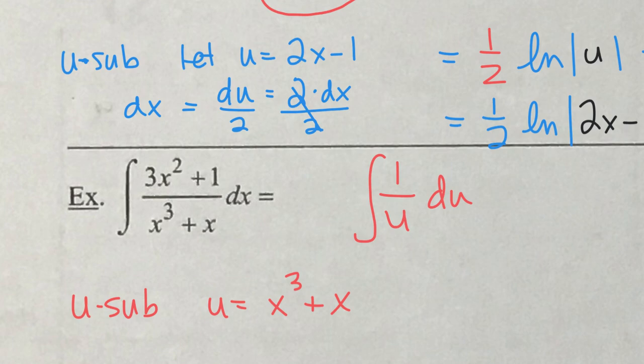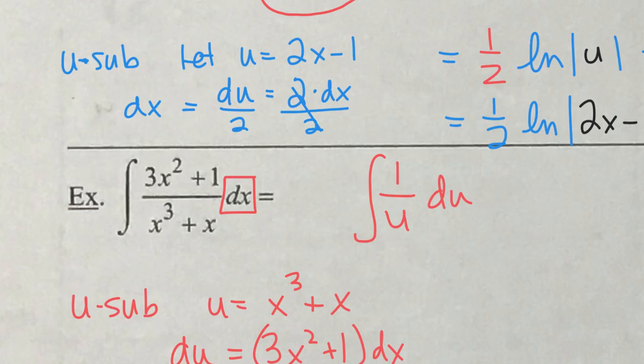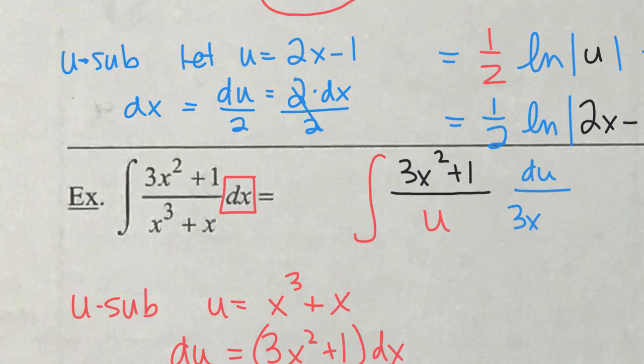So let's let u be the denominator, and du is 3x squared plus 1 dx. So when we solve for dx, of course, we get that fraction. So let's do our replacing. In our numerator, we still have 3x squared plus 1. Our denominator is u, right? Because that's what we made. We let x cubed plus 1 be equal to u. And then dx is du over 3x squared plus 1.